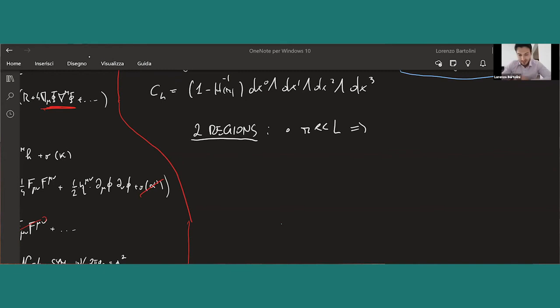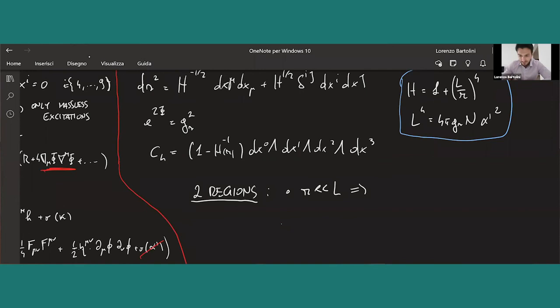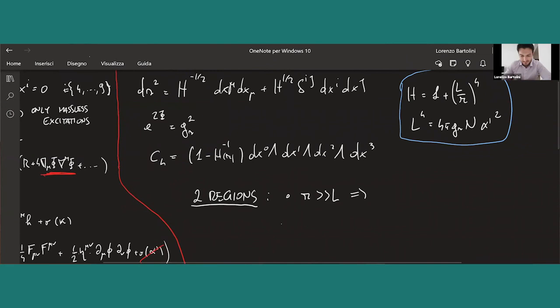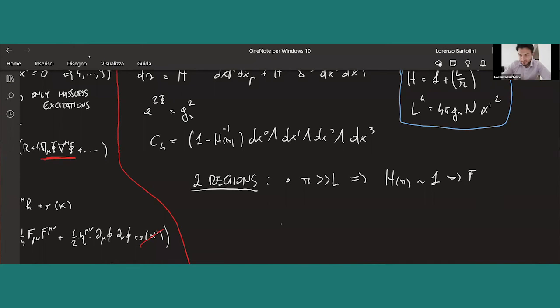It means that we are very far from the branes. Okay, let's talk about how we see it. For R very big, we recover flat space. H of R is essentially one. Yes, this one goes to zero, and we recover flat spacetime, because here is one, and it's all flat space.